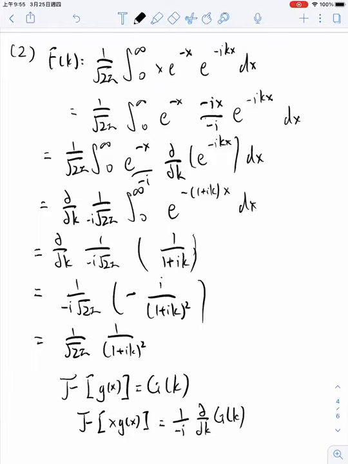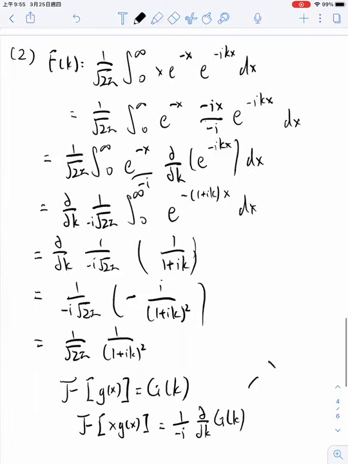So there are two methods depending on what you want to do. Whichever method you are more comfortable with, you can choose it to finish the question. And this method can apply to higher order terms of x here.